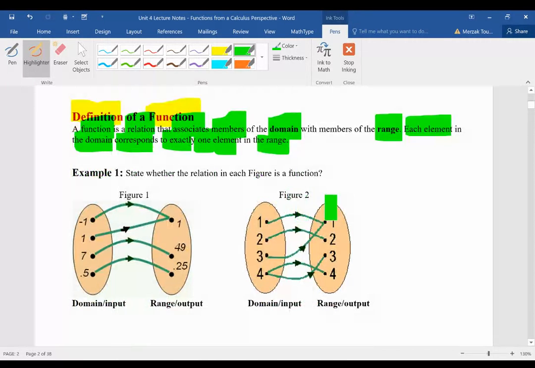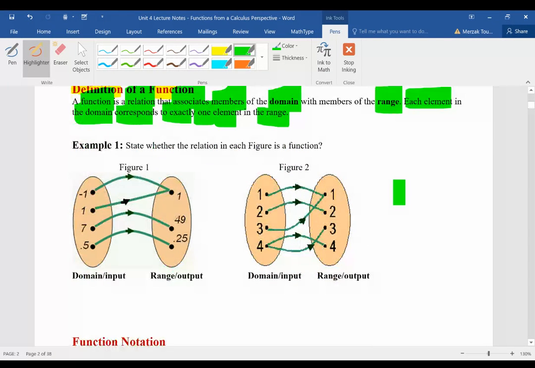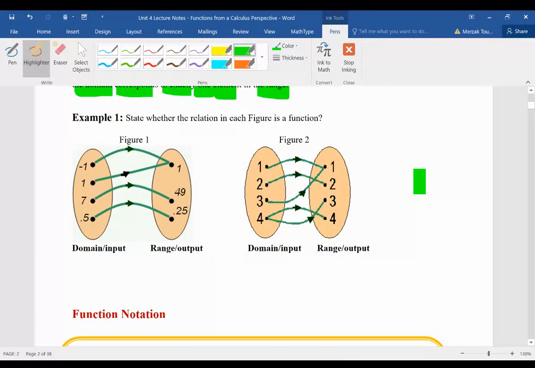Example, the question says state whether the relation in each figure is a function. Let's look at figure 1. -1 maps to 1. That's one element in the range. 1 also maps to 1. It is also mapping to one element in the range. 7 is mapping to 49, and 0.5 is mapping to 0.25.